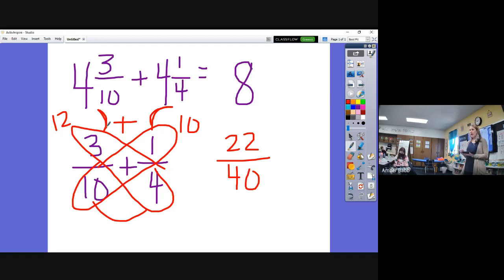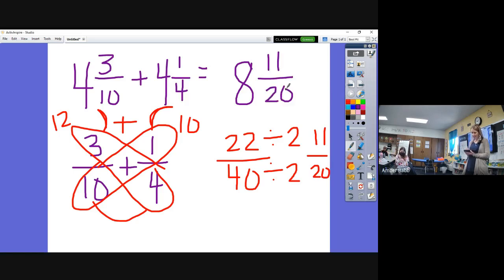Can I reduce 22 over 40? Yes, and it can become 11. What can I divide by? Grayson, what can I divide by? They're both even numbers, so I can divide them both by 2. 22 divided by 2 is 11, and 40 divided by 2 is 20. So then my answer, coming back, is 8 and 11/20ths. How are we feeling about this?